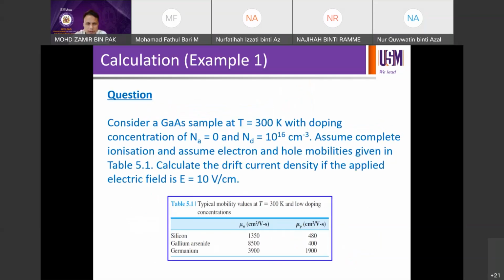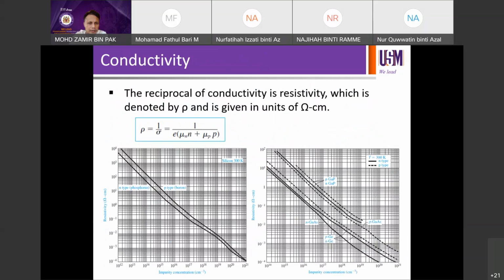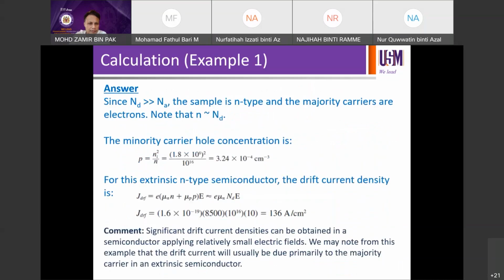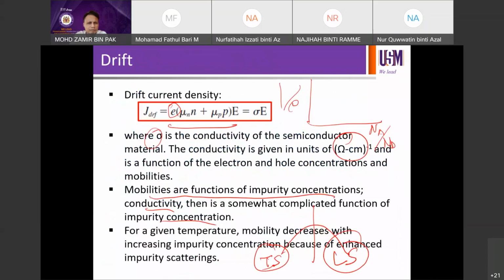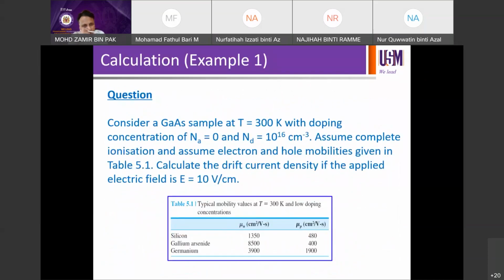So let's do a few questions before we move on. Let's just do 2 questions perhaps and see whether we have time for conductivity and others. So let's have a look at the first question.